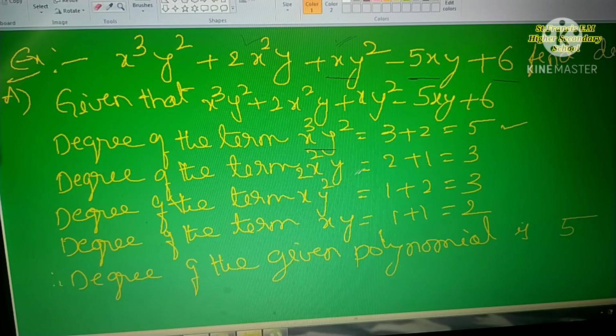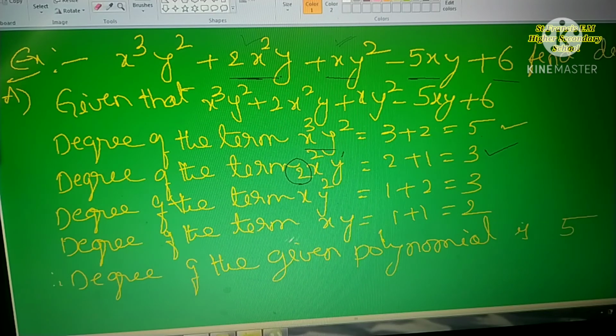After finding this one, go for the next term. Our next term is 2x square y. Here leave that 2; you only have to count the powers of the variables. X square means 2, plus y. Y with nothing means y power 1. So 2 plus 1 equals 3. After that, the degree of the term xy square. Here x power nothing means 1, y power 2. 1 plus 2, so you get 3.